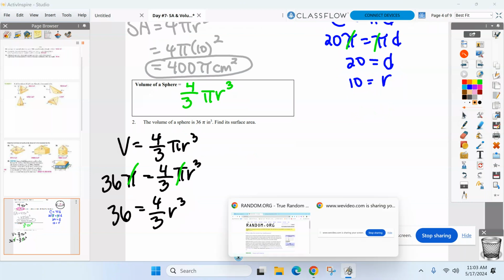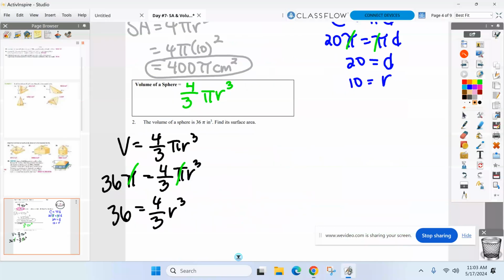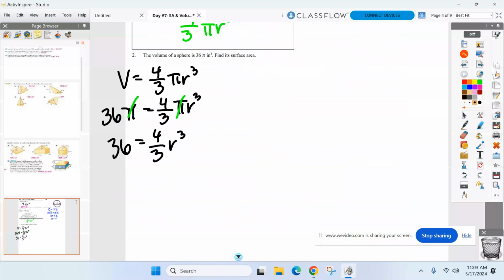Quick question: how are you getting rid of the 4/3? So you get R by itself. How are you going to get rid of it, Olivia? That's fine. Times 3/4. If anybody's going to divide by 4/3, that's fine as well. Two different ways to remove it. Just make sure you do the same on both sides.